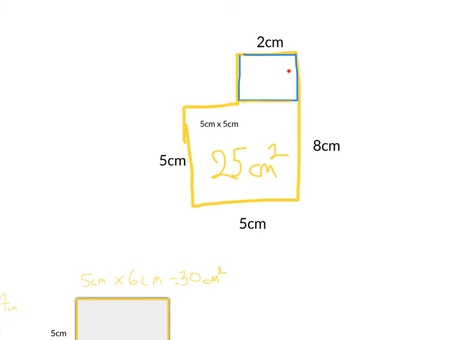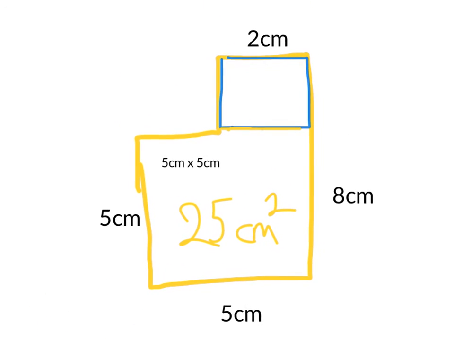Now this rectangle, the blue rectangle, a little bit trickier. Let's zoom in on it a little bit. Okay, it says it has a length of 2, but we have no height, we have no width. Now the way that we're going to work that out very simply is have a look at the full length and have a look at this length and this length. Okay, you can see that this is 5 centimeters, but it stops here, and this is 8 centimeters.